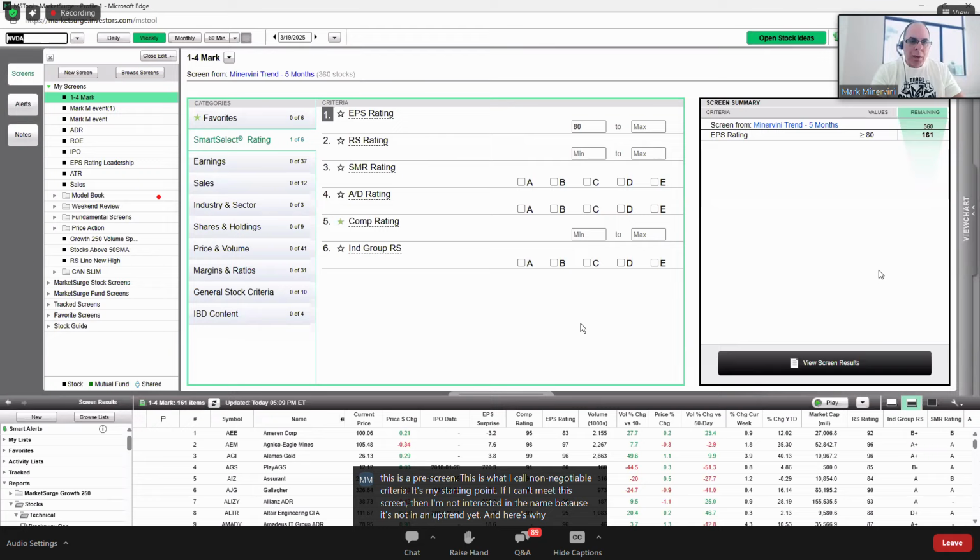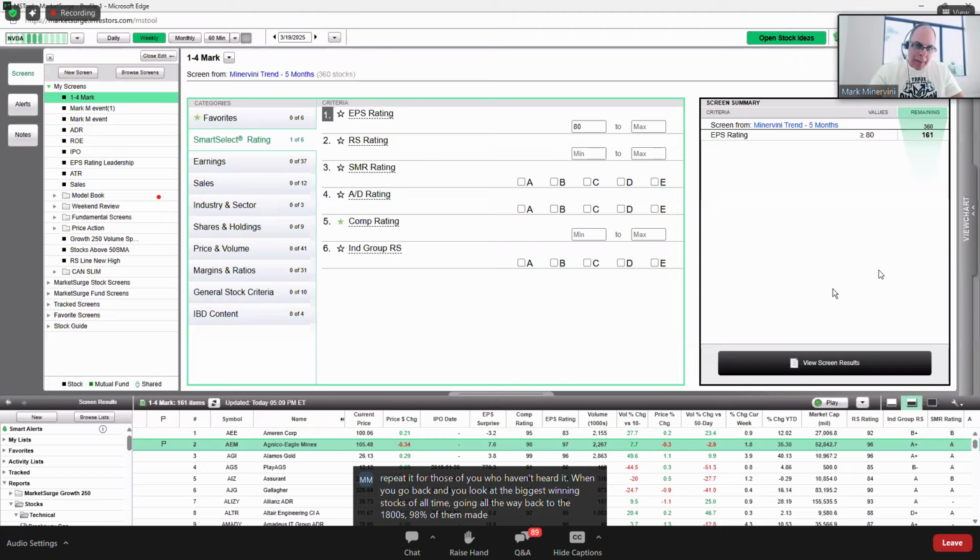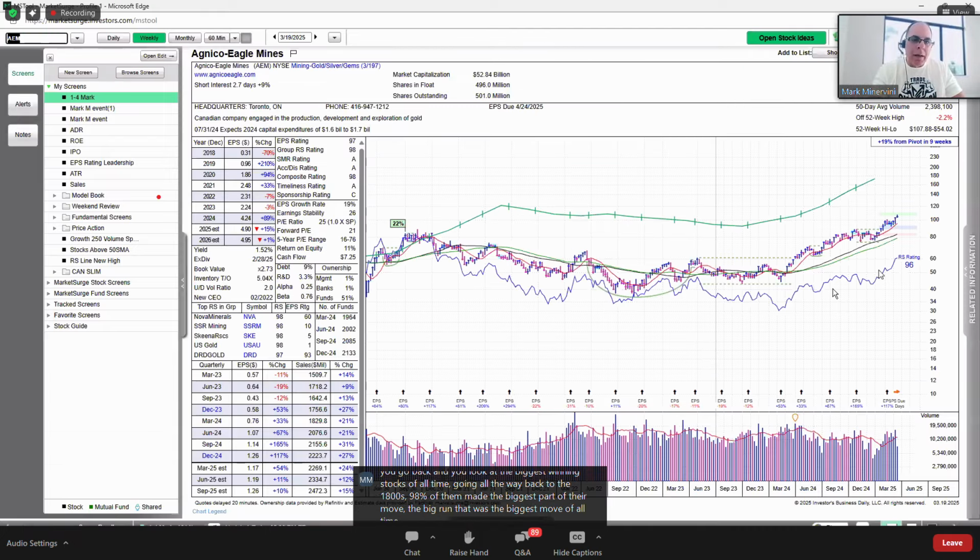You might have heard me say this before, but I'm going to repeat it for those of you who haven't heard it. When you go back and look at the biggest winning stocks of all time, going all the way back to the 1800s, 98% of them made the biggest part of their move, the big run that was the biggest move of all time, while they were in a stage two uptrend, while they met this criteria.